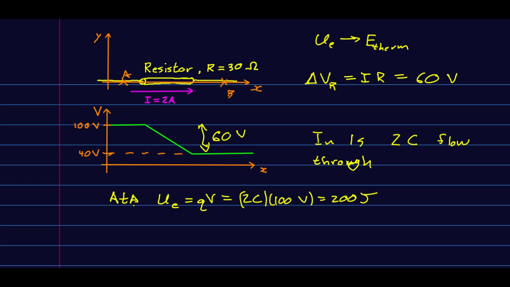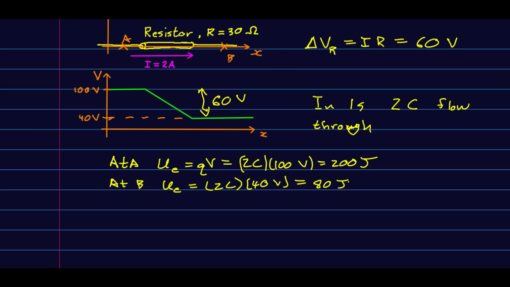And that's at A. At B, same thing. It's our 2 coulombs, but over here the potential is only 40 volts. And so 80 joules is the potential energy of that 2 coulombs of charge. And so we have a change in potential energy that is negative. I don't care about the sign. I know potential energy is being lost here, so I'm just going to be sloppy and say 120 joules.